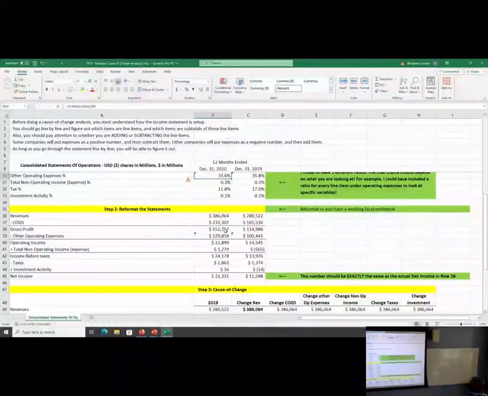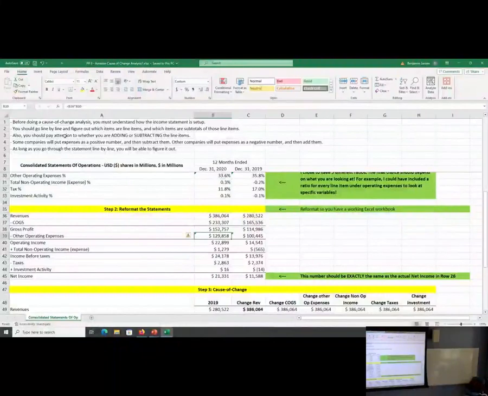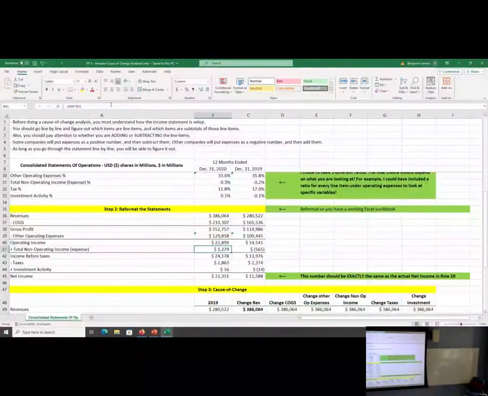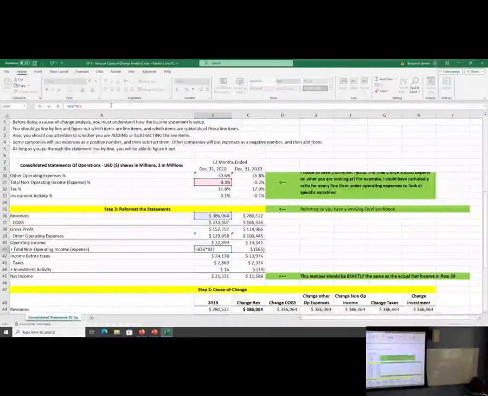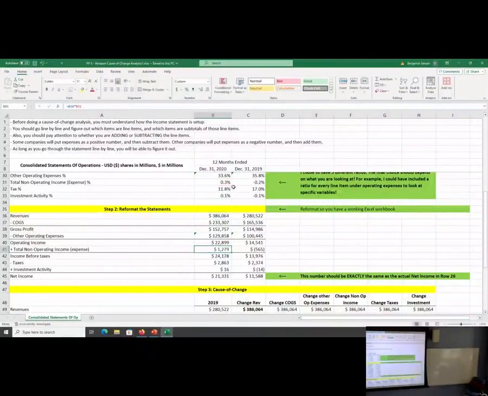And this brings us to our operating income, right? Gross profits minus other operating expenses. Add in our non-operating income. Usually that's a very small fraction of the overall income of the company. That gets us our income before taxes. Then subtract taxes and investments, and that brings us lastly to our net income.